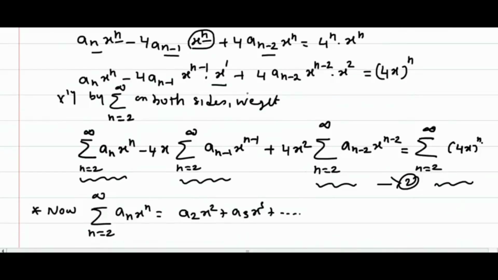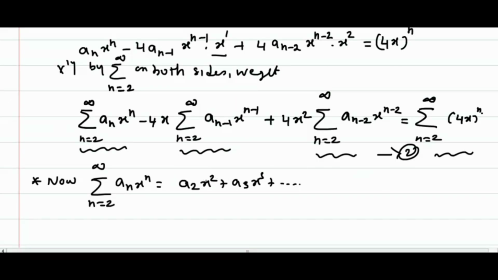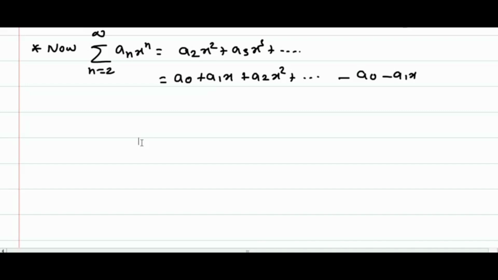Okay, now we are going to convert this series into g of x format, so I'm going to add and subtract a naught plus a1 x: x square minus a naught minus a1 x. Why are we adding a naught and a1 x? If you add and subtract a naught and a1 x, then only we can write this series as g of x. So g of x minus a naught minus a1 x.